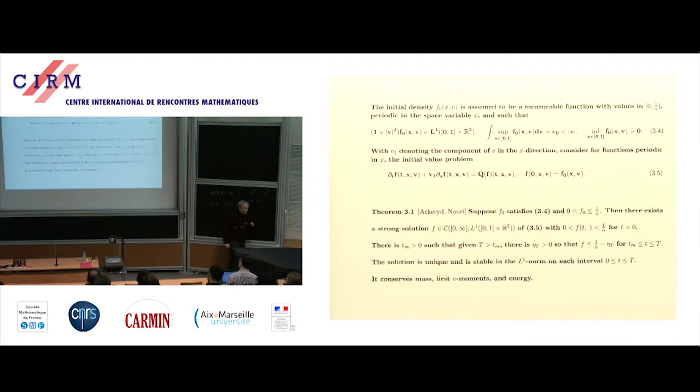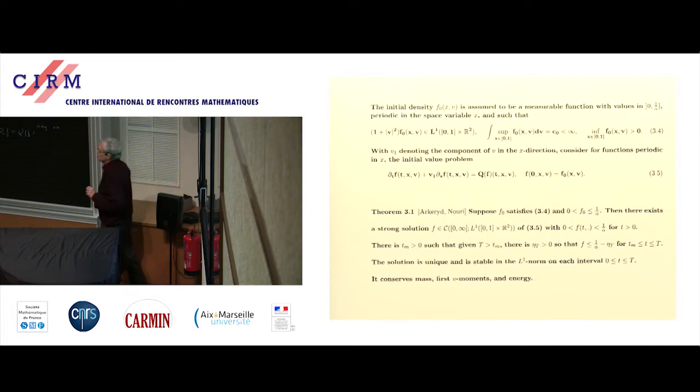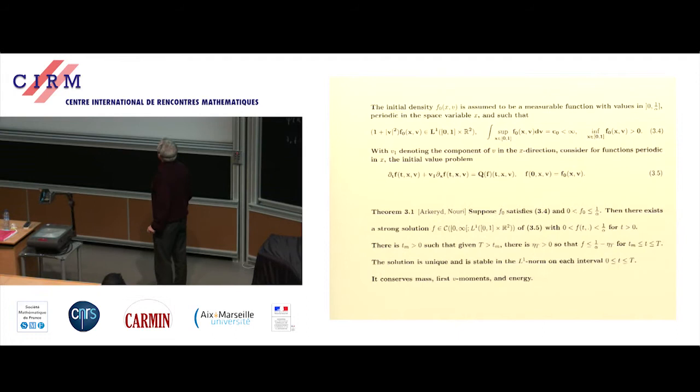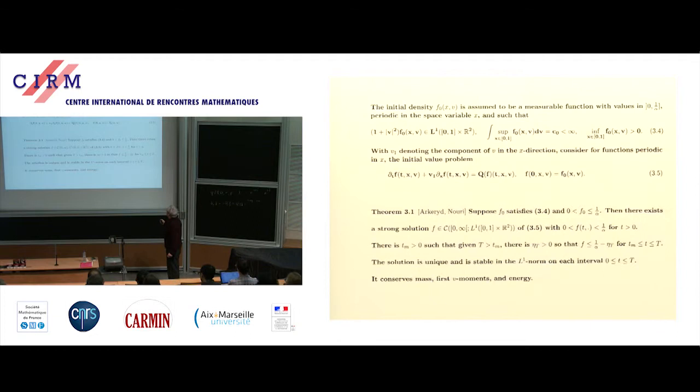with cutoff for grazing collisions and for small relative velocities, we found that there is a strong solution which preserves this property, actually gets it slightly better. And if we go just a small time ahead from zero and choose any big time, then in between there, the solution will be bounded from above below 1 over alpha. The solution is unique and stable in the L1 norm, and it conserves mass, first moments, and energy.